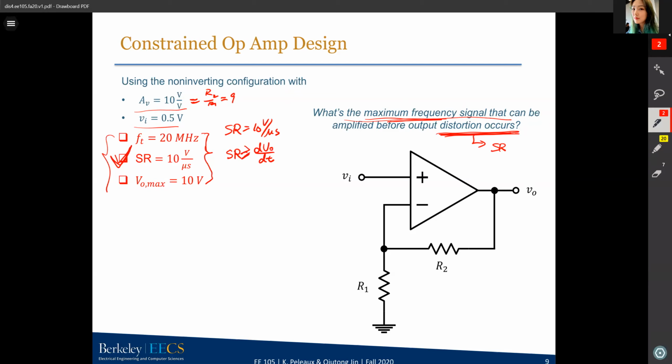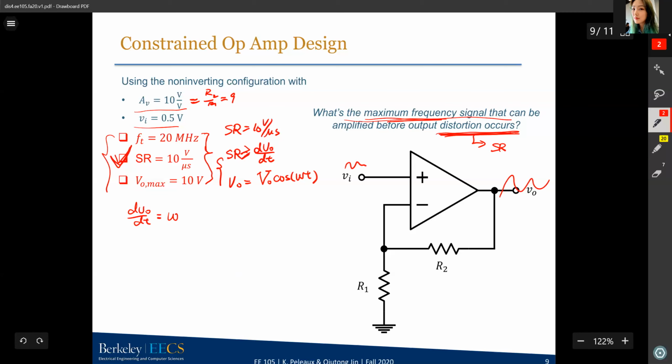By inputting a sinusoidal signal, your output must also be sinusoidal. So your Vout is actually a sinusoid with magnitude Vout times cosine omega naught t. So your dV naught over dt will just be omega times Vout times cosine omega naught t. To have an undistorted output, this derivative must be less than or equal to your slew rate, which is 10 volts per microsecond.